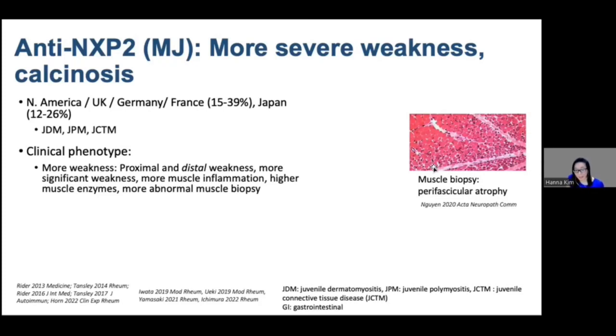This is an example muscle biopsy. It's showing perifascicular atrophy, meaning the muscle fibers, the little circles around the edge of this fascicle with these lighter whitish borders, are smaller than these more central muscle fibers. Perifascicular atrophy can be seen in juvenile dermatomyositis in general, though it's not specific to anti-NXP2.